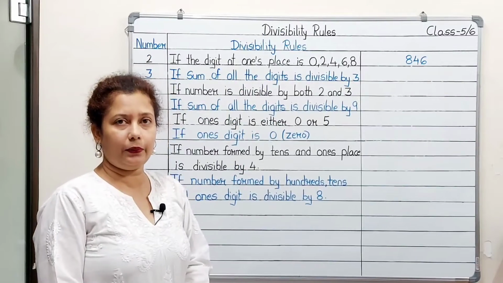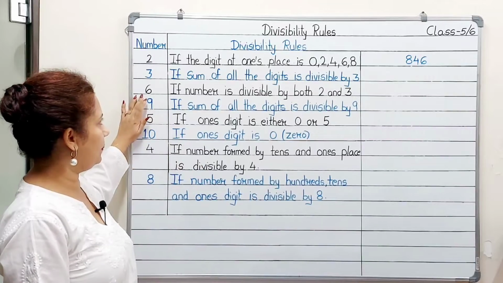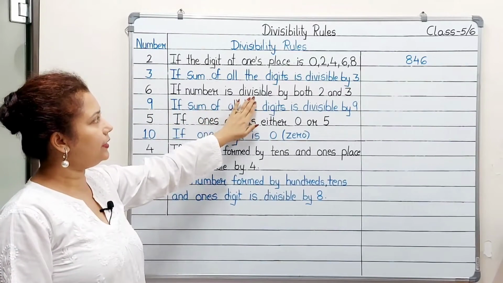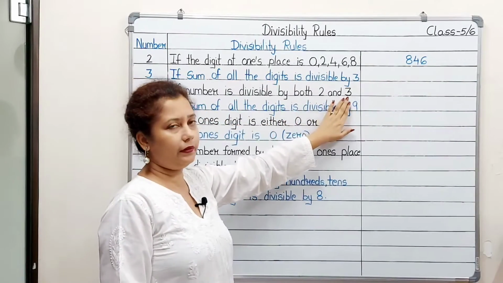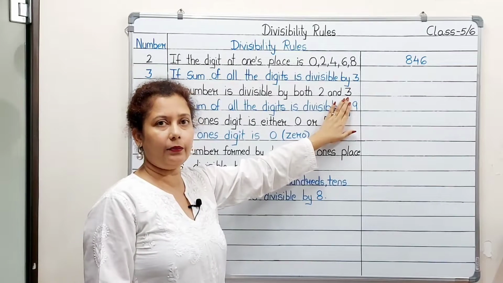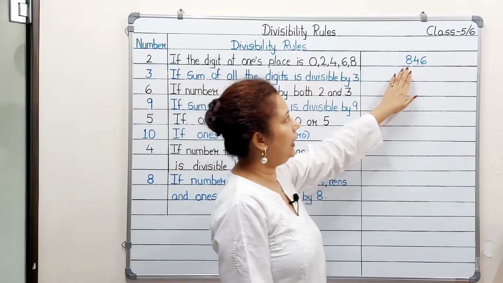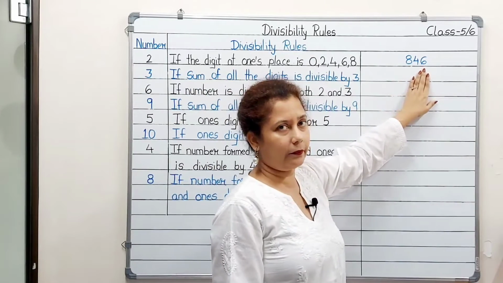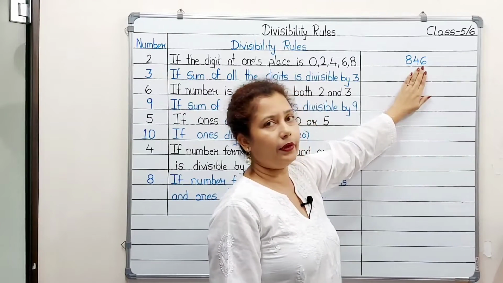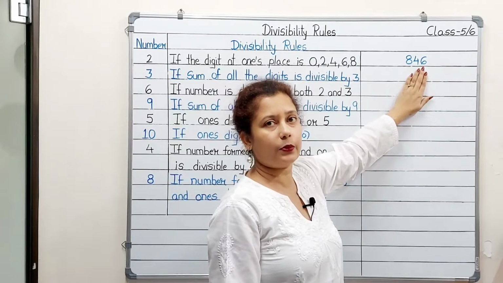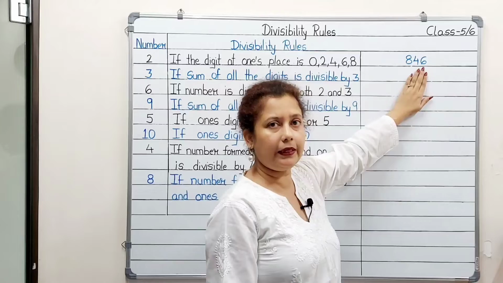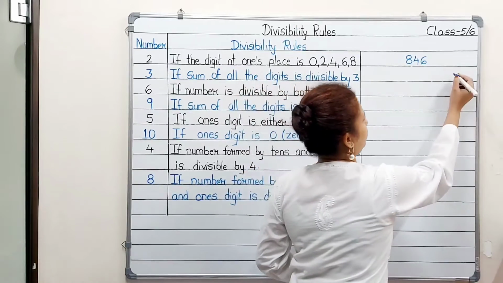Next divisibility rule is of 6. If the number is divisible by both 2 and 3, then the given number is also divisible by 6. For example, 846. This number is having 6 at its ones place. That means it is an even number, so it is completely divisible by 2.